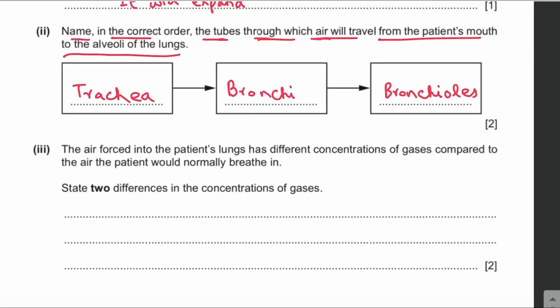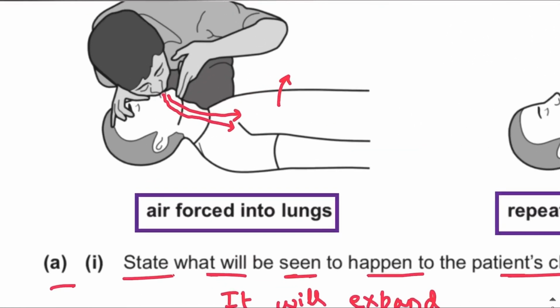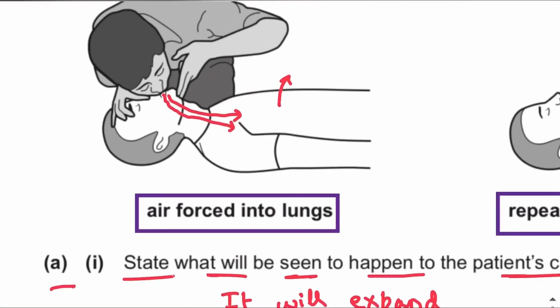Part 3. The air forced into the patient's lungs has different concentrations of gases compared to the air the patient would normally breathe in. State two differences in the concentration of gases. So guys, normally the air that we breathe in comes from the atmosphere, and atmosphere has a higher concentration of oxygen. Basically, atmospheric oxygen concentration is 21%, and atmospheric carbon dioxide concentration is 0.04%.